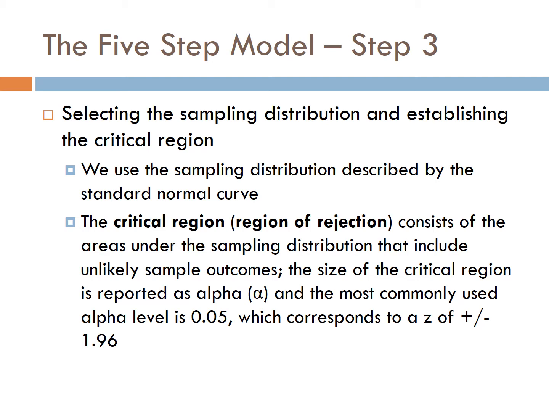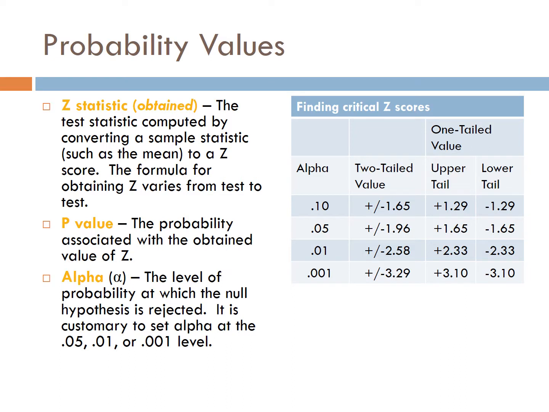Because remember, the bell curve has a mean, median, and mode of 0 because we standardized it to 0. So we have probability values of the statistic obtained, the test statistic computed by converting a sample statistic such as a mean to a z-score. The formula for obtaining z varies from test to test. And you can see on the right hand side the finding of critical z-scores.